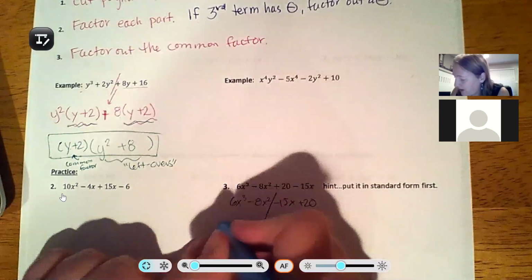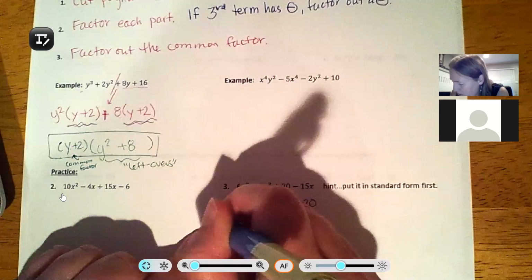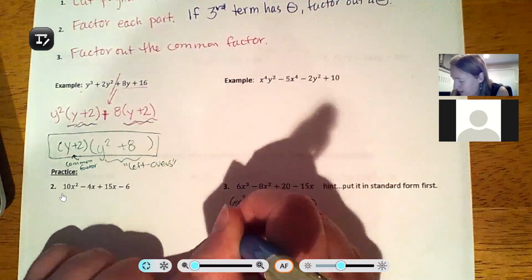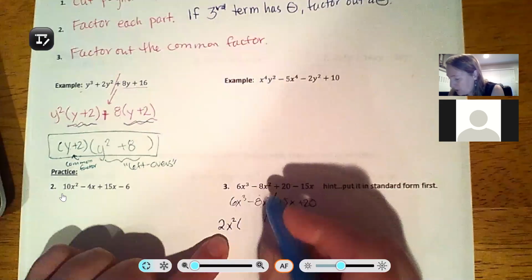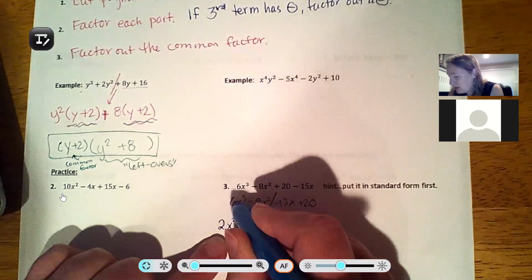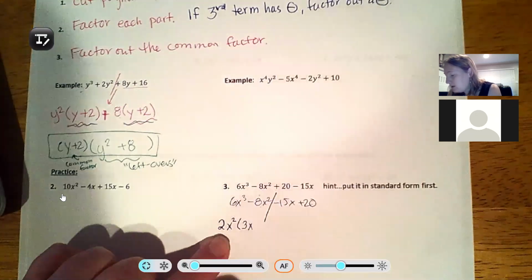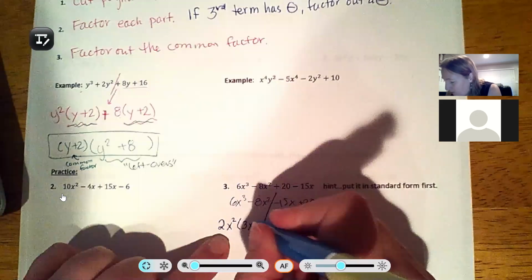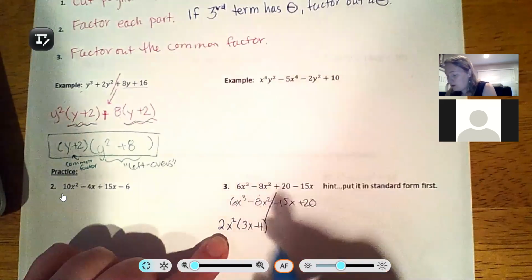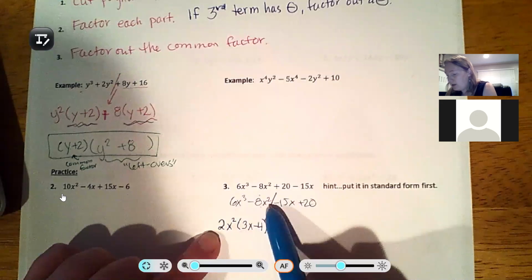Factoring out, I'll factor out a 2x squared. So I'll have 3, 2 times 3, 6, and then I already have x squared. I just need one more x. And then minus 4. 2x squared times negative 4 is negative 8x squared.